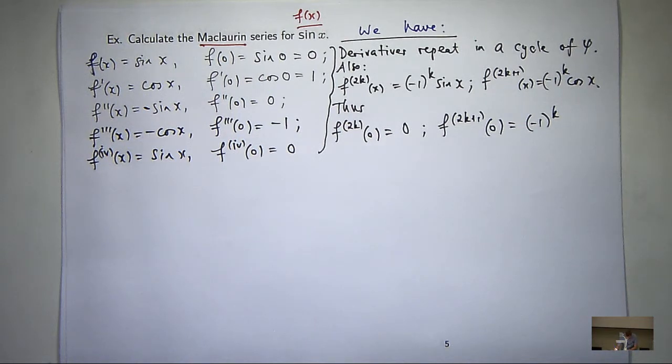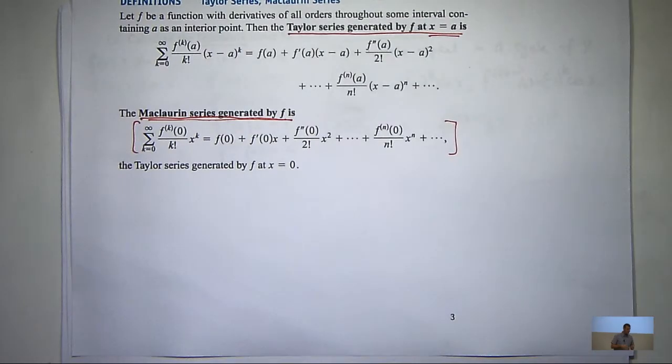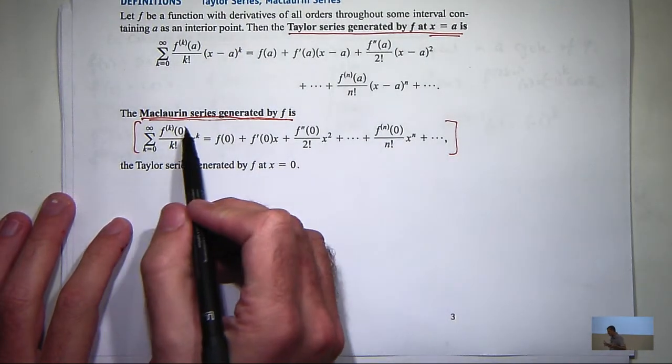Okay, so what does this mean? Well, let's go back to our Maclaurin series. So basically what we want to do is calculate this. But it's a little bit difficult in this example because we've got these sort of even and odd derivatives. Now the nice thing though is that all the even derivatives are 0, so they're not going to affect the sum at all.